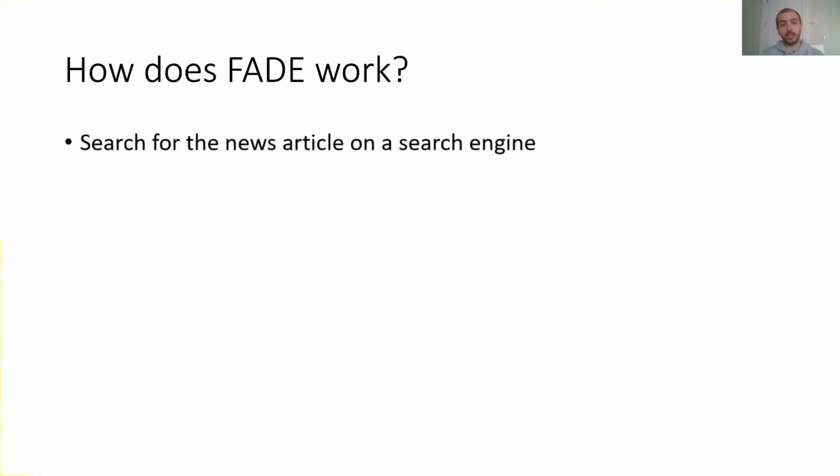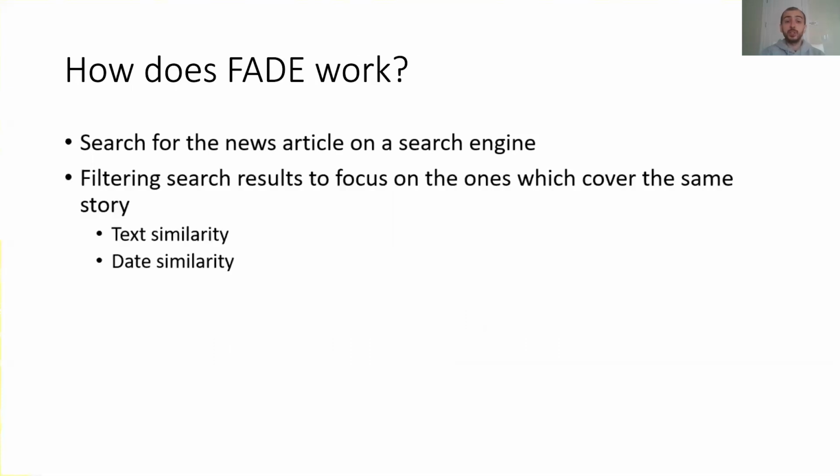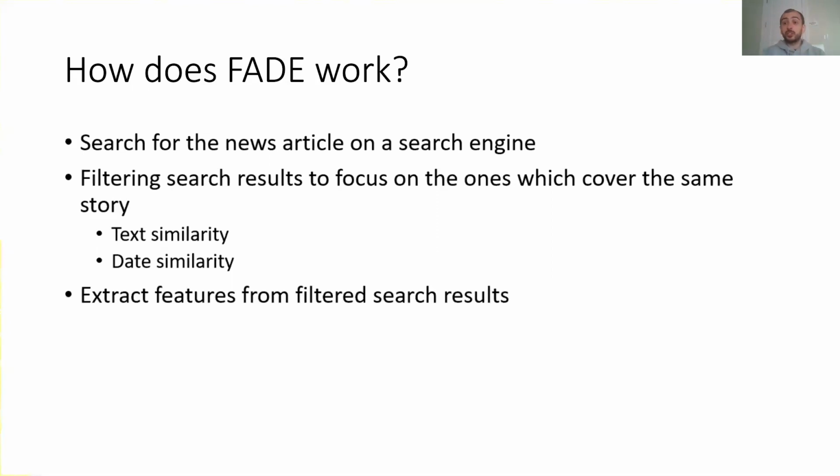How does FADE work? We search for the query news article in the search engine. And we filter search results based on text and date similarity to find which of those search results are covering the same story as the query article. After finding those search results, we extract some features, which we will get to in a second. And we do a classification based on these extracted features.